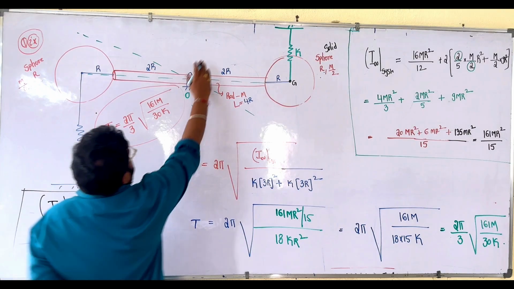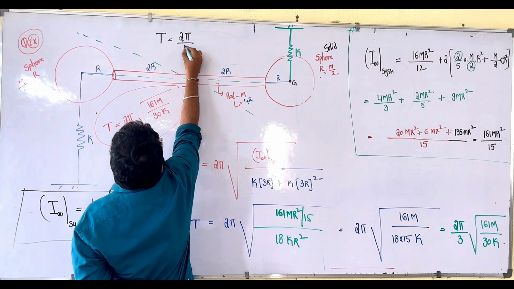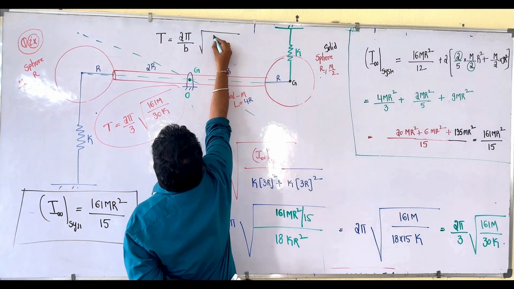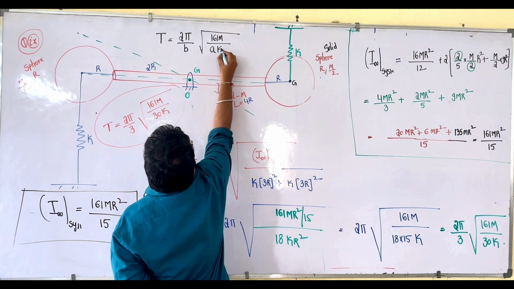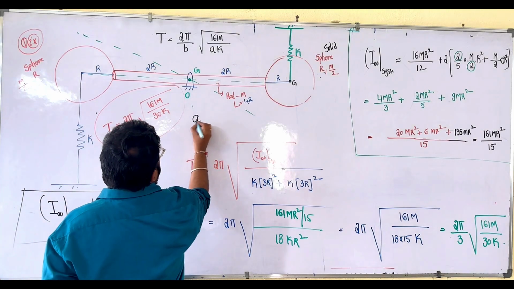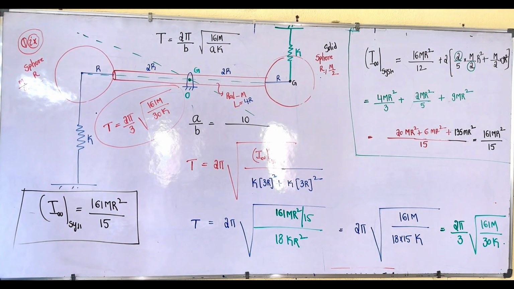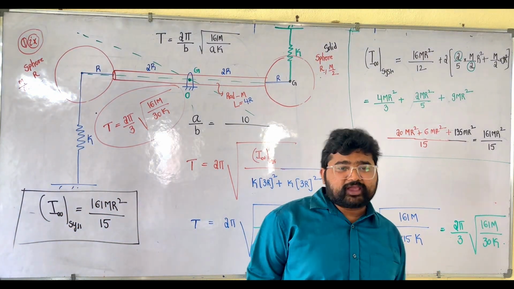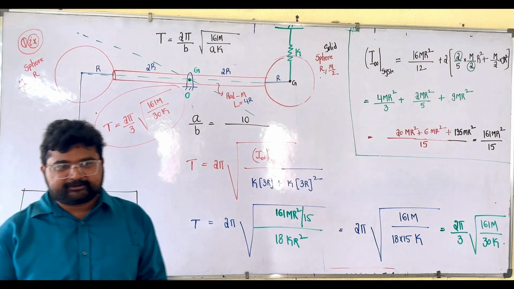In the question they gave T equal to 2 pi by A or 2 pi by B, square root of 161 m by AK. Then what is A by B equal to? Clear? So this is all about some fundamentals related to angular SHM. We need to discuss some more cases in the next class. Okay, done.